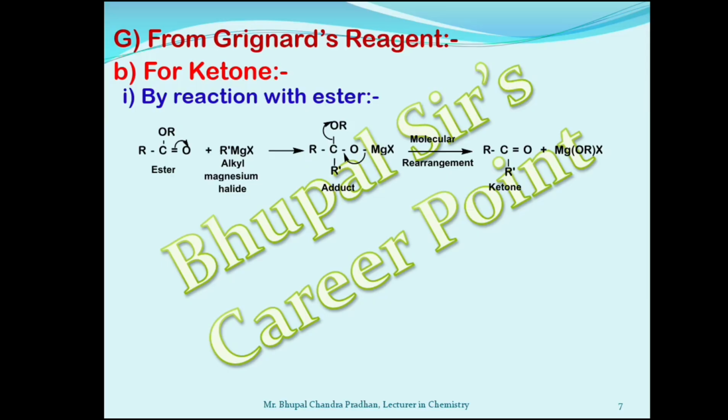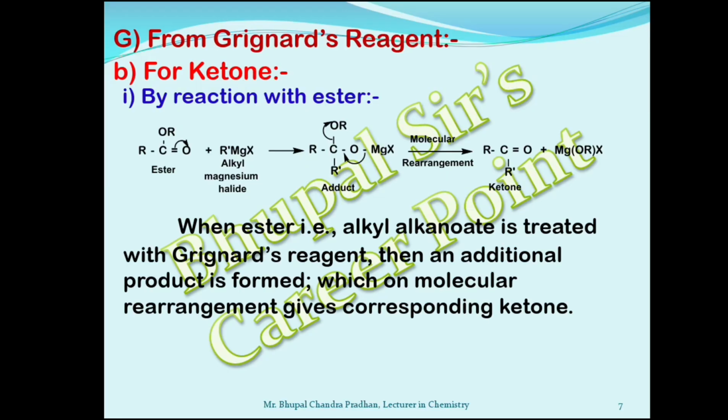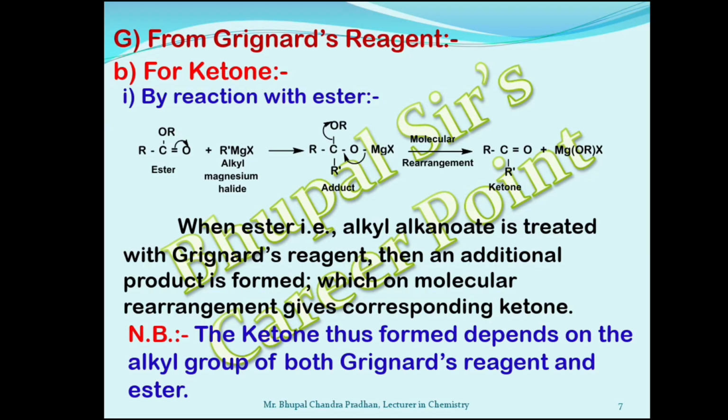So, in statement we have to write down: when ester, that is alkyl alkanoate, is treated with the Grignard's reagent, that is alkyl magnesium halide, then an additional product or adduct is formed, which on molecular rearrangement gives corresponding ketone. Here the ketone formed depends on the alkyl group of both Grignard's reagent and ester, but in case of aldehyde, it only depends upon the alkyl group of Grignard's reagent.